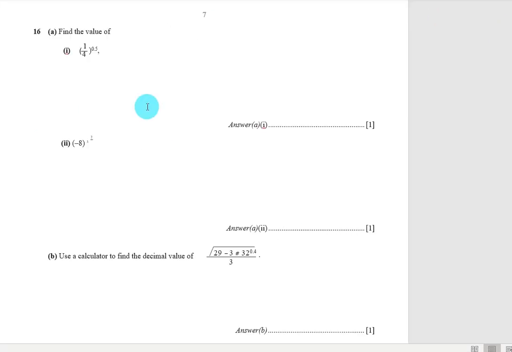Another question. Find the value of 1 over 4 power 0.5. This question is a direct question, as you know. 1 over 2 squared, power 0.5, will equal 1 over 2 squared power half. So these two will go with this half, so the answer will be half.